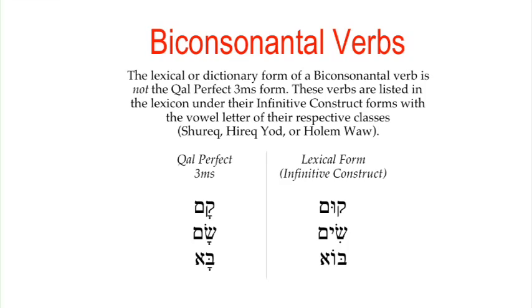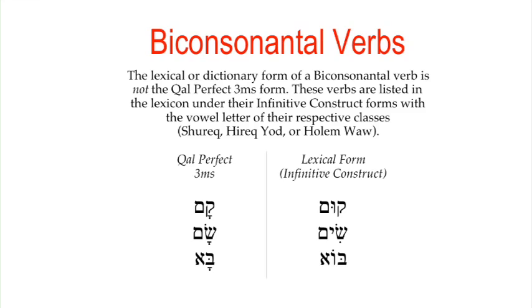Well, biconsonantal verbs are subclassified or subcategorized by the vowel letter that exists between the two root letters. Look at your screen again with me. The lexical or dictionary form of a biconsonantal verb is not the Qal perfect 3ms form as it is with most other verbs. These verbs are listed in the lexicon under their infinitive construct forms with the vowel letter of their respective classes, shureq, hireq yod, or holem wow.